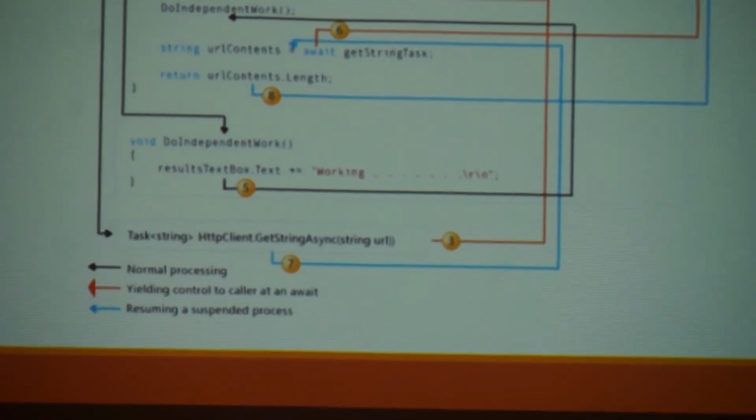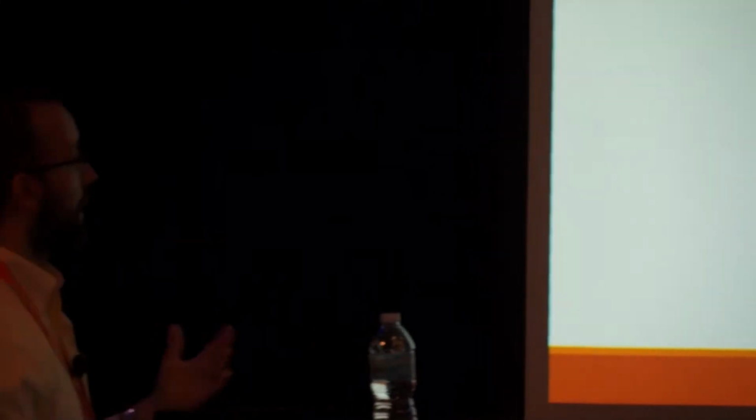Awaiting it unwraps the task to get the underlying value if it has one. But in this case, we're not awaiting it, so we're just getting the task back, which means that all of this continues to operate synchronously until we get to the first await keyword. Now, client.getStringAsync is doing its work asynchronously, but you'll notice that there are 2 returns from that.